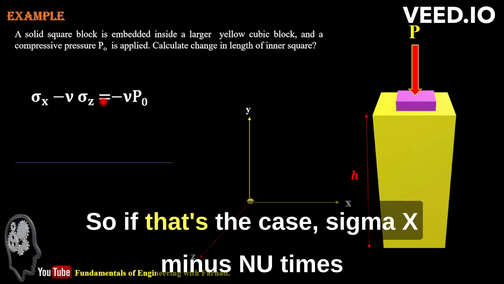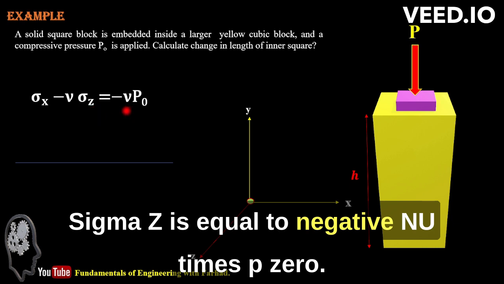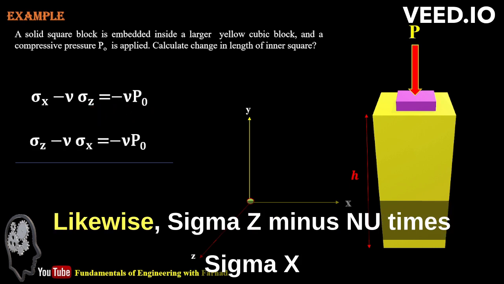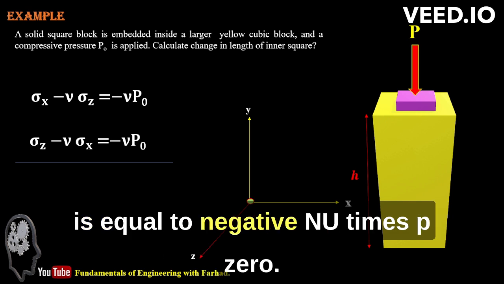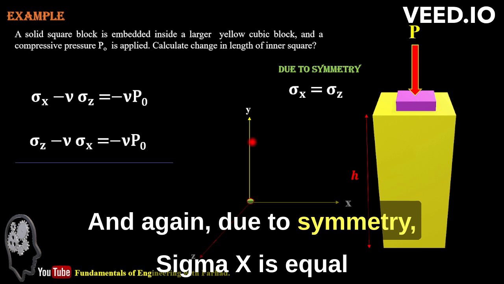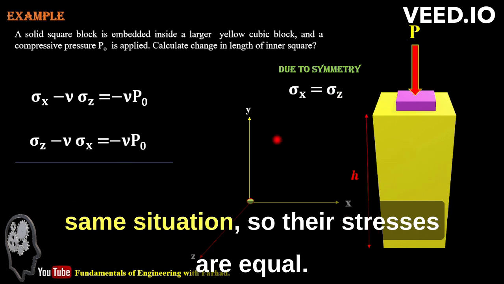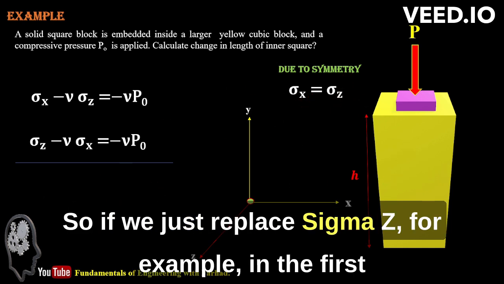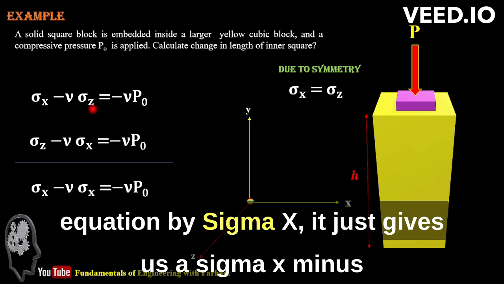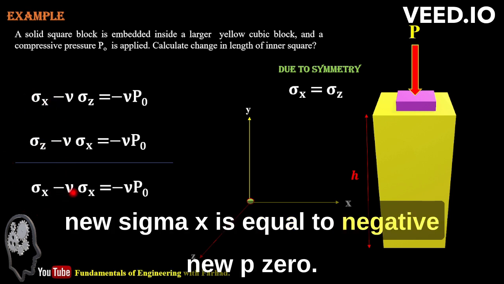So if that's the case, sigma x minus nu times sigma z is equal to negative nu times p naught. Likewise, sigma z minus nu times sigma x is equal to negative nu times p naught. And again, due to symmetry, sigma x is equal to sigma z. They are both confined in the same situation, so their stresses are equal. So if we replace sigma z, for example, in the first equation by sigma x, it gives us sigma x minus nu sigma x is equal to negative nu p naught.